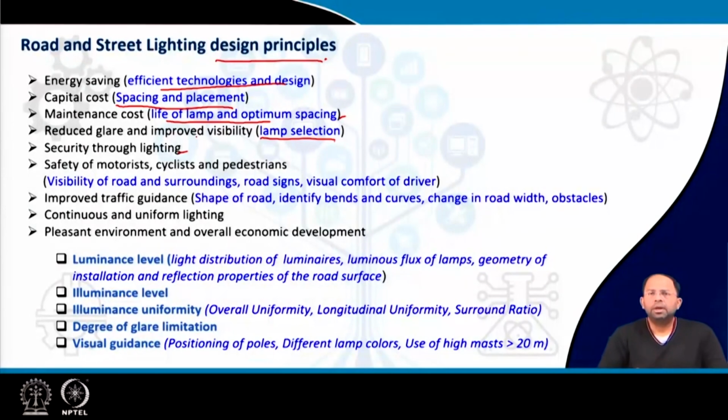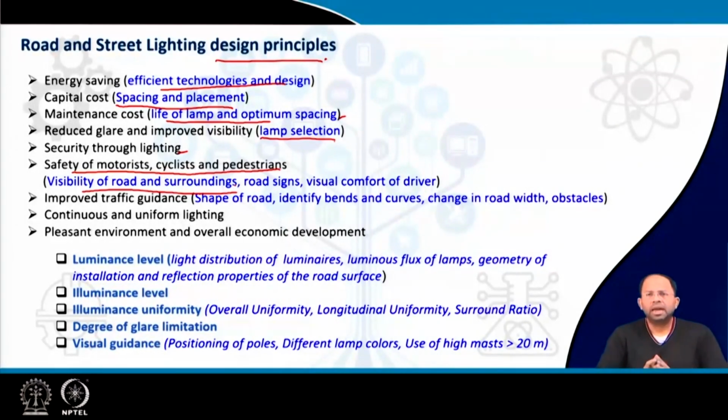Then achieving security through light, so adequate levels of lighting should be provided. It should provide safety to motorists, cyclists and pedestrians. Motorists require certain types of light. Cyclists and pedestrians, who are primarily at the side of the road, along pedestrian pathways or bicycle tracks, require other kinds of lighting systems. So overall, it is not only the visibility of the road that matters, it's also the road as well as the surroundings. We have a parameter called surround ratio, which measures what proportion of light is also reaching the surrounding areas of that particular road.